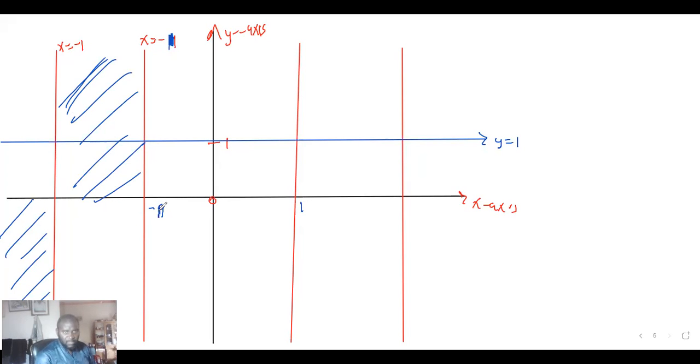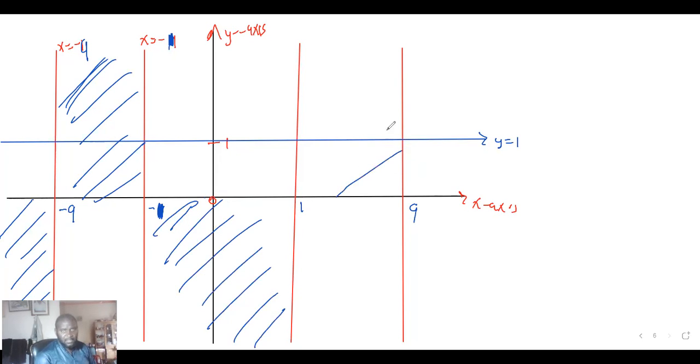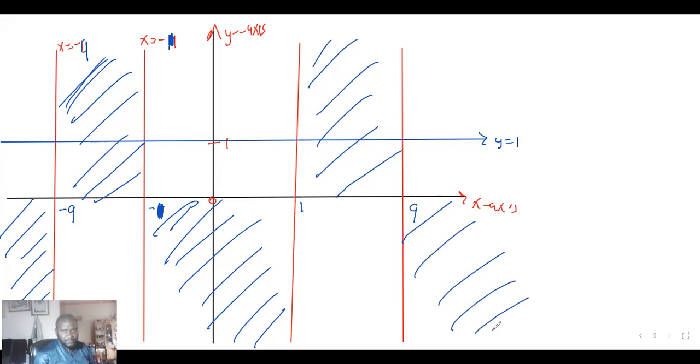So this is -1, this is -9, this is 1, this is 9. Then between -1 and 1, here you shade down. Here you shade up. Here you shade down.